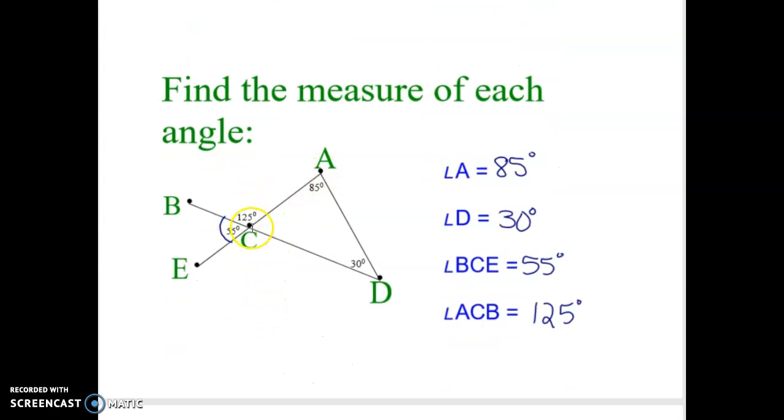So first of all, I have a triangle here. 2 sides have been extended in my triangle. Within my triangle, I have 180 degrees. That's every triangle. So looking at this triangle, angle A, that's 85 degrees. That's already labeled for me. Angle D, that's 30 degrees. Again, that's labeled for me.